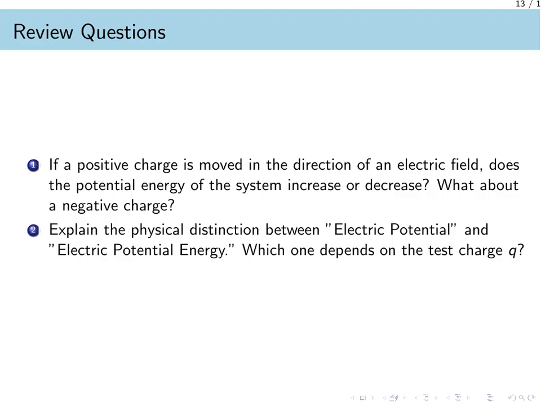To wrap up, consider these review questions to test your understanding. First, if a positive charge moves in the direction of an electric field, does the potential energy of the system increase or decrease? How would your answer change if the charge were negative? Second, can you explain the physical distinction between electric potential and electric potential energy? Specifically, think about which of these two quantities depends on the value of the test charge Q, and which one is an inherent property of the field itself. Reflecting on these will help solidify the relationship between field, potential, and energy.